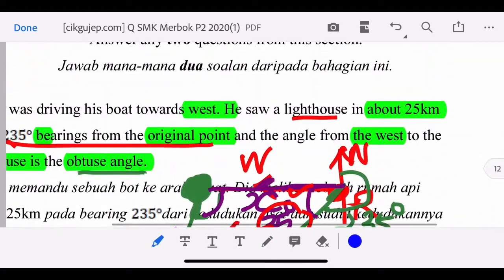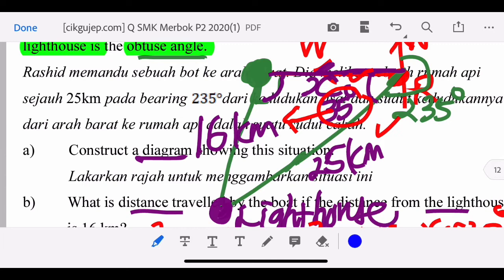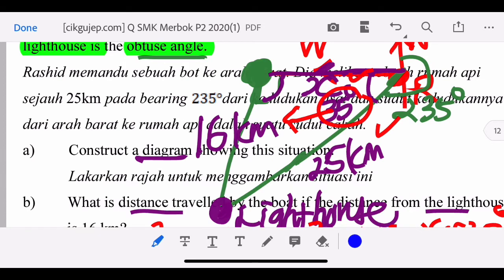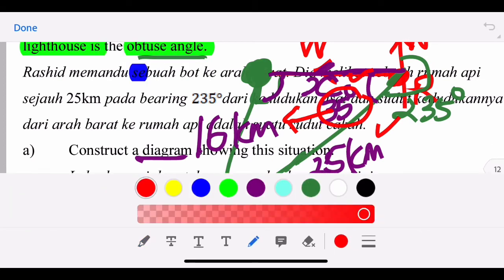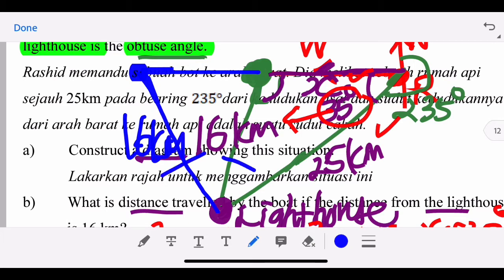Alright, because you see, there are 2 possibilities. Let me show you. Okay, if let's say Rashid extends further, extends further to this point, let's say this point, which is also 16 kilometer. Isosceles, this is an ambiguous case, right?